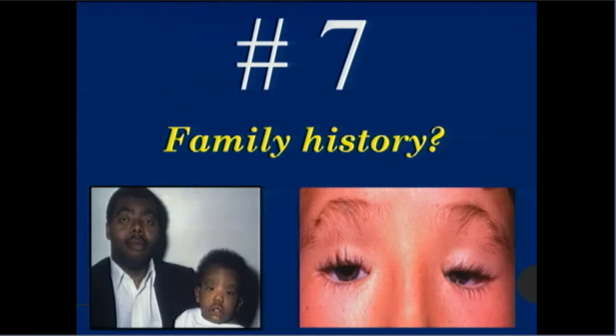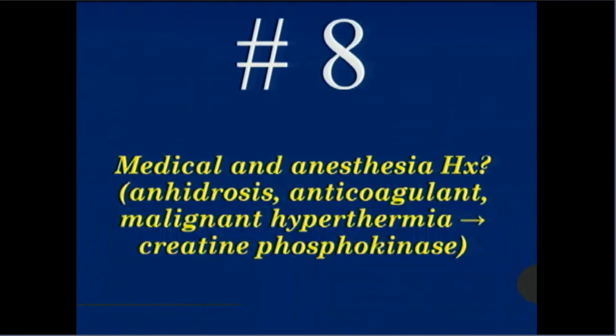The history does not stop at this stage, because we think that the systemic issue might not be important in case of ptosis. However, the story is completely different. So the medical and anesthesia history is very, very important. Not only because of the systemic association like anhidrosis or a patient using anticoagulant which might cause some bleeding, but congenital ptosis patients tend to have a higher incidence of congenital heart disease. So it is very important to clarify these issues. Also, malignant hyperthermia, despite being rare, might be a concern before operating on the patient.